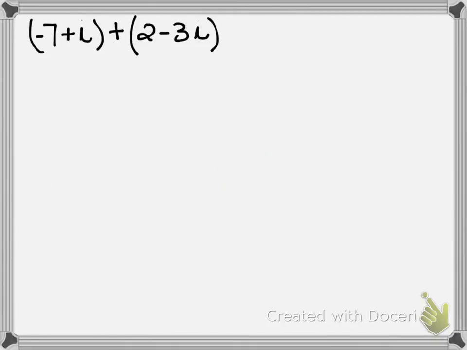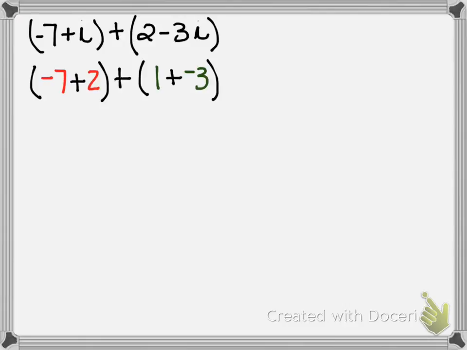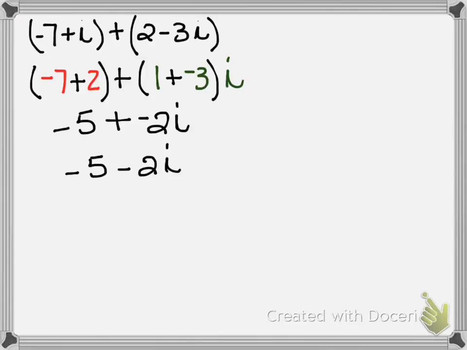Let us look at another. Try it. Well, negative 7 and 2, they do not have i, combine them, and we have 1 and negative 3, because these are the coefficients of the letter i. All right, I combine them, and I end up with negative 5 plus negative 2i. And ladies and gentlemen, it's negative 5 minus 2i simplified.